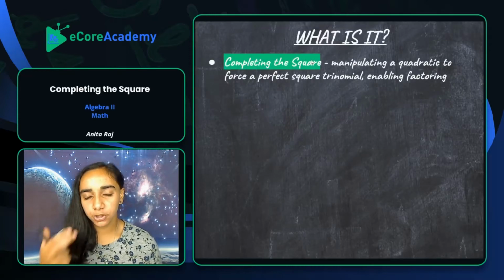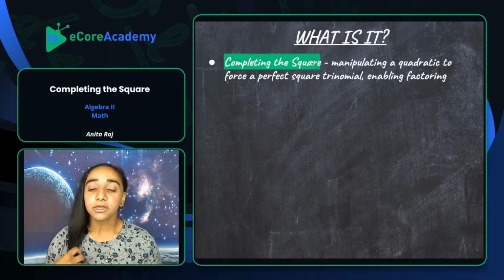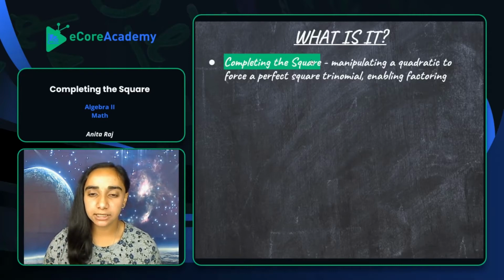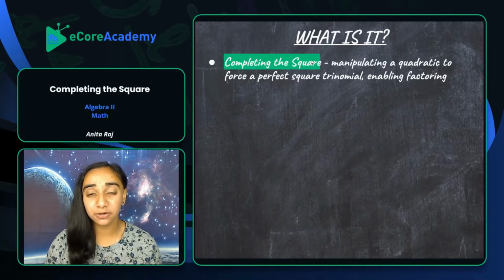Okay, let's get right into our topic. So first, I want to go over what is completing the square. Completing the square, as you can see in the highlighted term on the screen, is manipulating a quadratic to force a perfect square trinomial, enabling factoring. So let's break this down.